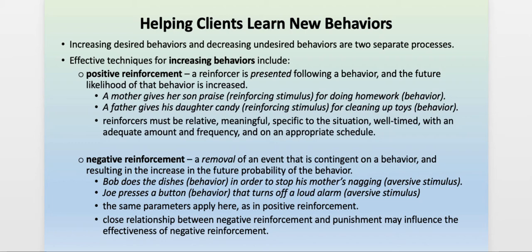So the same parameters apply here as in positive reinforcement. The reinforcers, all those things, have to mean something. And in this case, the aversive stimulus has to be aversive enough that removing that stimulus results in the behavior. And the slide says here, the close relationship between negative reinforcement and punishment sometimes influences the effectiveness of negative reinforcement, and we'll talk about that again a little bit more in a moment.